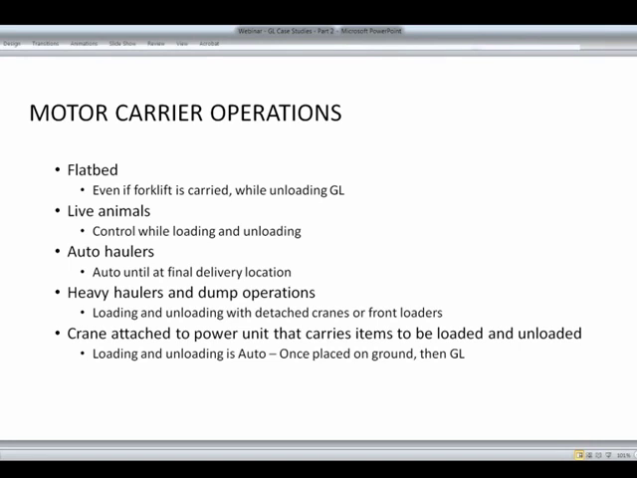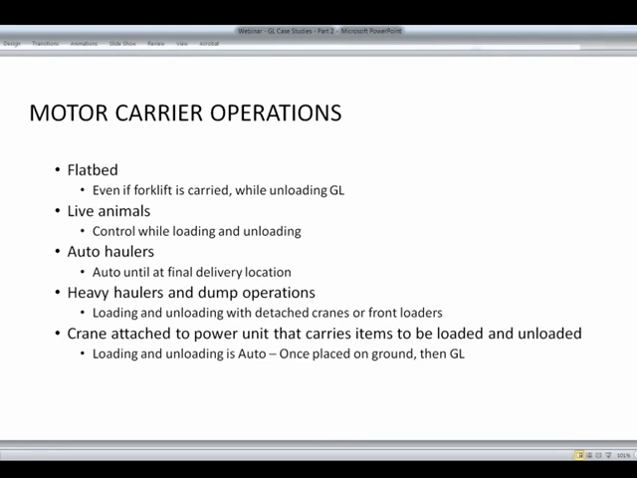Auto haulers. Autos until it's the final delivery location, because we're unloading the auto by hand, even though you only have several specified autos only. Even if you don't have non-owned autos, it's still covered under the auto form.